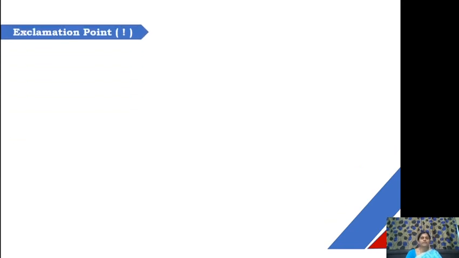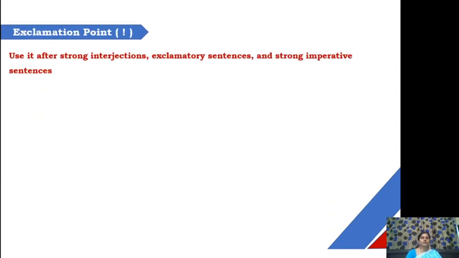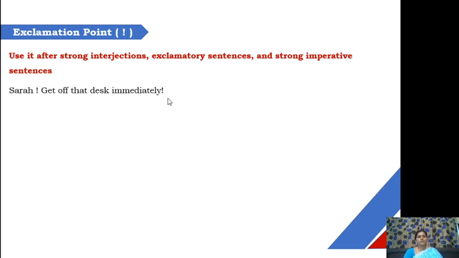Now we see the exclamation point. Usually, we use this exclamation point after strong interjections, exclamatory sentences, and strong imperative sentences also. So, "Sir, get off the desk immediately!" So, we are just using that when you are using strong imperative sentences, as I said, get off the desk immediately.